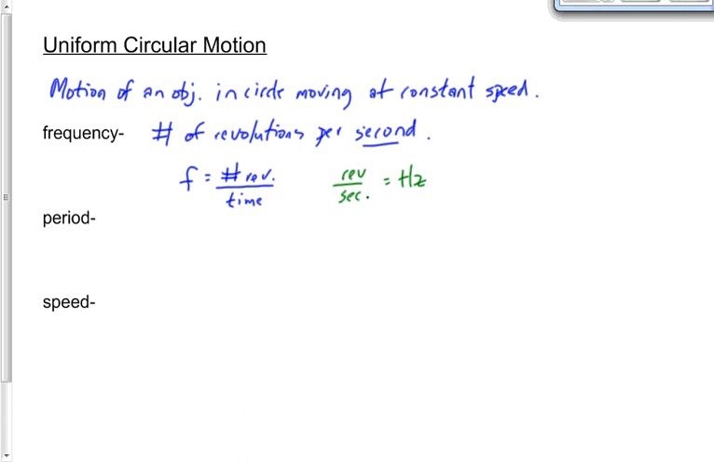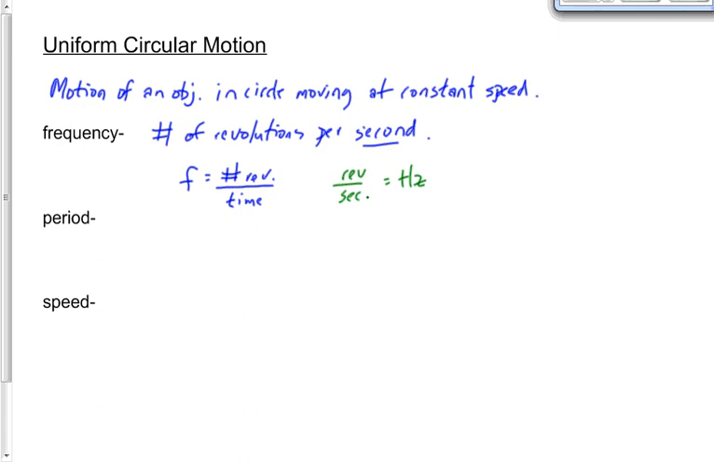So 1 revolution per second is 1 hertz. If you talk about revolutions per minute, then obviously you get more revolutions per minute than you would get per second. So the number of revolutions per minute would be a bigger number than the number of hertz. All you'd have to do, though, to convert is pretty easy. Just divide by 60 to get hertz, or revolutions per second.